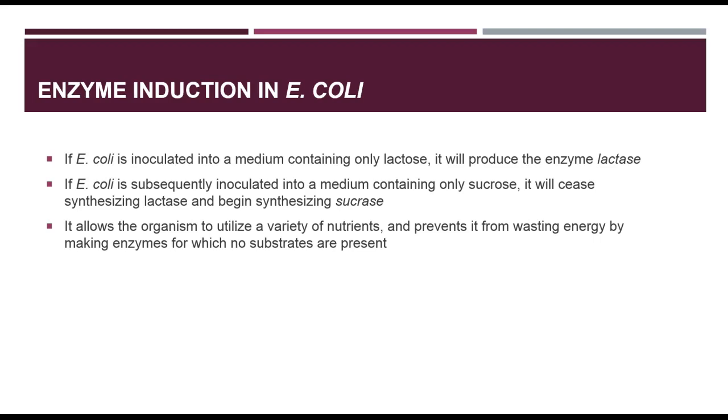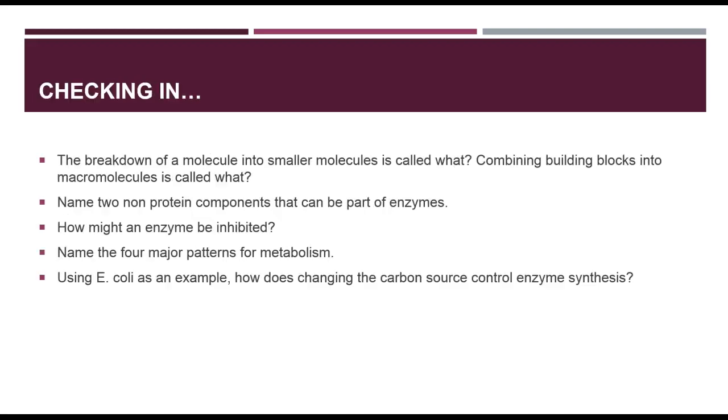So this kind of control allows the organism to produce only what is needed. It prevents the organism from wasting energy for making enzymes that are not necessary because the substrate is not present within the cell. All right, so that's the end of section 7.1.